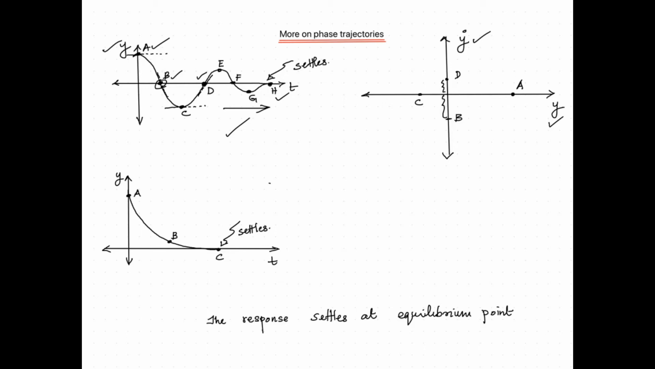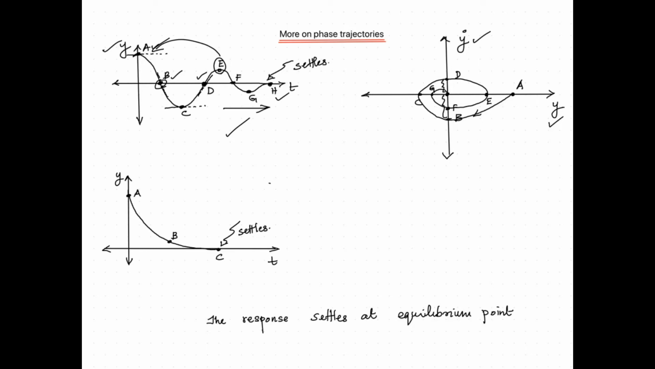Now coming to E, it is very similar to A, but the magnitude of E is lesser. So it will be a point corresponding to this one. Let us assume like that. Coming to F, it is similar to B, but still a lesser value. G would be similar to C, but with a lesser value. And H would be at the origin, because there it settles. Now if you join all these points, we can see that it is going to be like this. And this is what is called the phase trajectory of the given states.